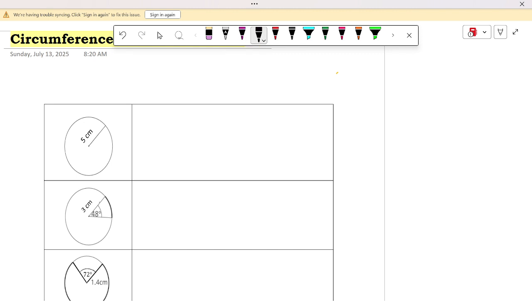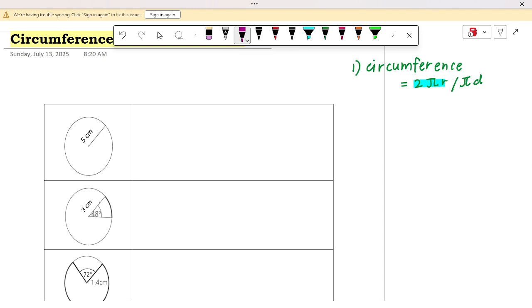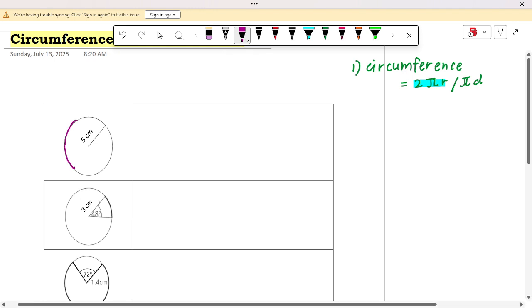Before we start the questions, I would like to tell you all the formula part first. First of all, you need to know how to calculate circumference. What is circumference? Circumference is the outer part of your circle. So circumference is equivalent to 2 pi r or pi d. I always suggest my students go with 2 pi r because the other formulas will all be using radius, so it's best to stick with radius. Circumference is the outer part of the whole circle.